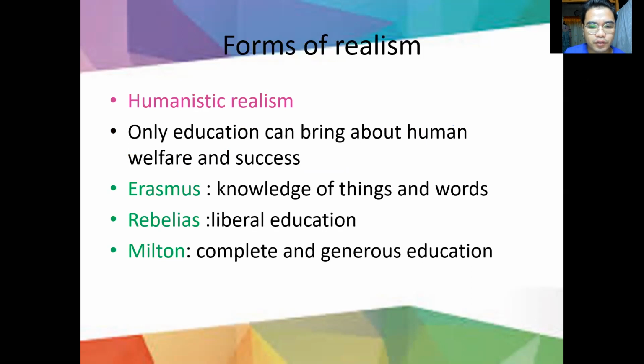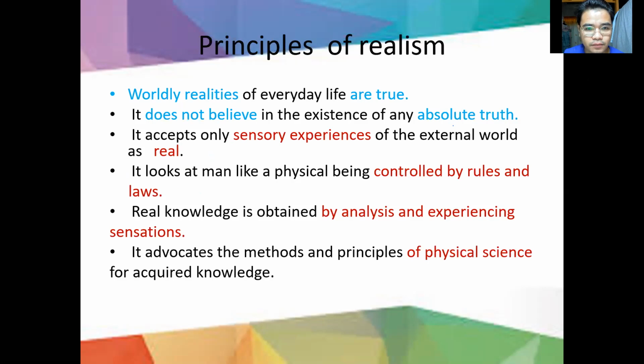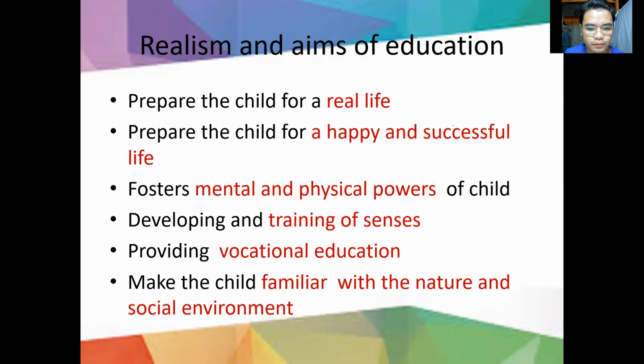So there are many forms of realism, but we don't want to deal with that anymore. Let's talk about the educational implications of realism. Okay. So the aims of education in a realism philosophy is this, okay? It prepares the child for a real life, okay? Prepare the child for a happy and successful life. Fosters mental and physical powers of child. Developing and training of senses. Providing vocational education. And make the child familiar with the nature and social environment. So to navigate effectively in the environment of the child.